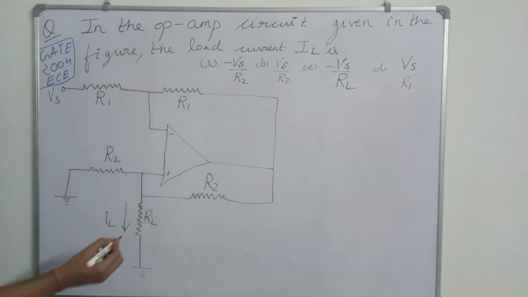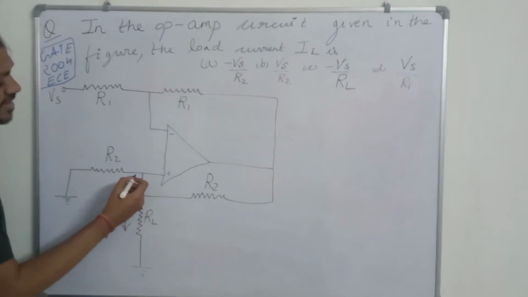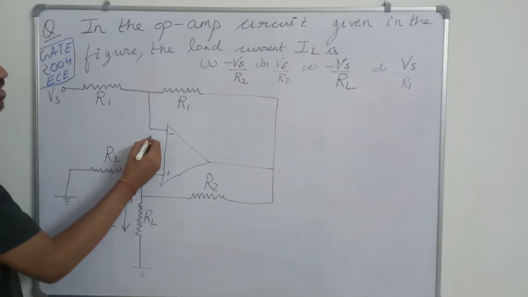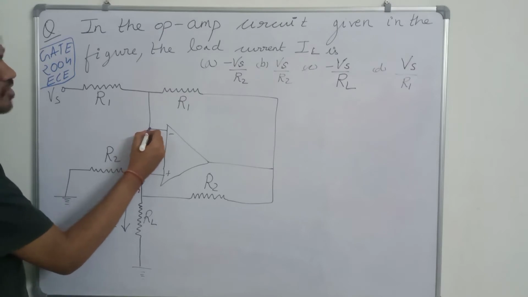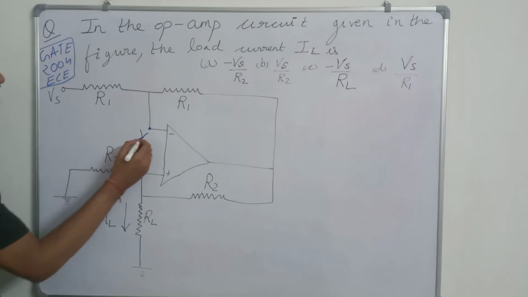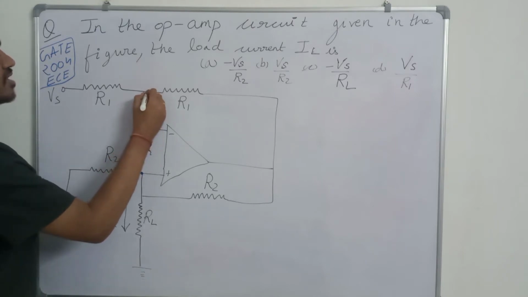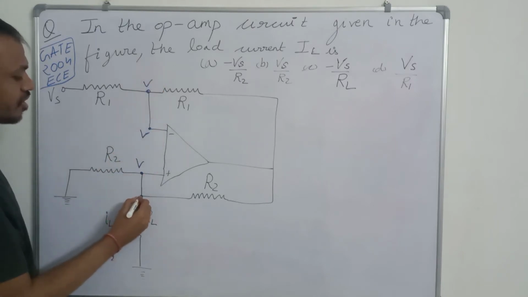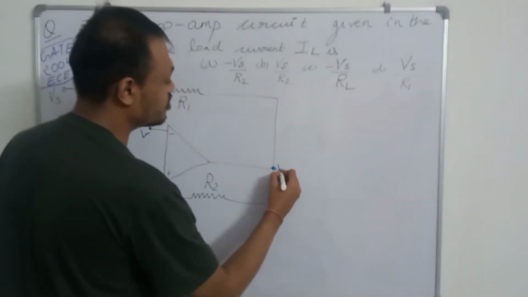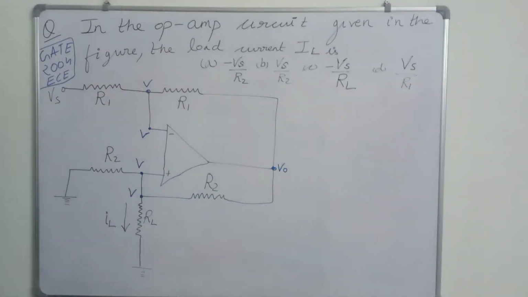This is the non-inverting terminal. Let the voltage at this point of the non-inverting terminal be V. By the virtual ground concept, the voltage at the inverting terminal will also be V. So this is also V, this will also be V, and this will also be V. Let the voltage here be V naught, that is the output voltage V naught.